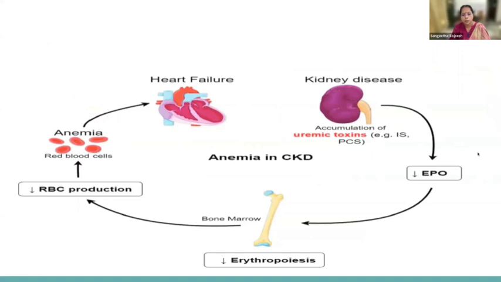But in a CKD patient, what will happen, because of the decreased renal mass and the diseased, damaged kidney and the accumulation of uremic toxins and all these factors, the erythropoietin level is reduced, and there will be decreased stimulation to the bone marrow, and so the RBC production is reduced, and that will cause anemia, leading to other end organ damage as well, like heart failure.